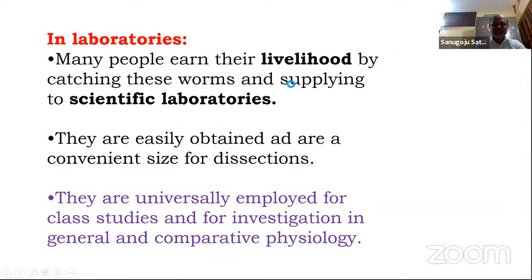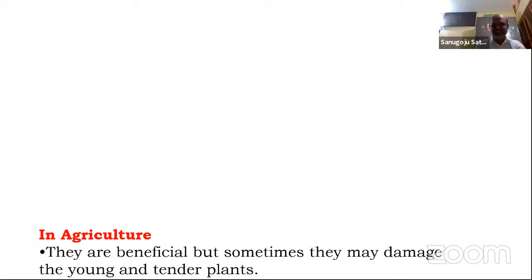Many people earn their livelihood. They are depending especially upon these earthworms by supplying them to scientific laboratories. They are easily obtained and are a convenient size for dissections. They are universally employed for class studies, for investigation in general and comparative physiology. In physiology class, these are used for comparative study. This is a very good example to dissect and study.